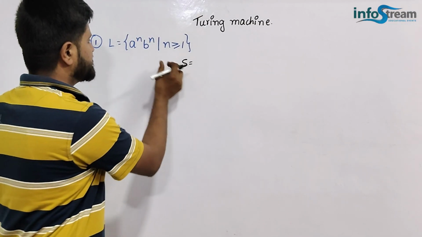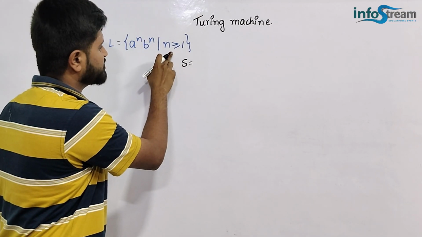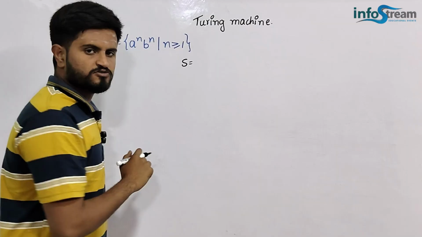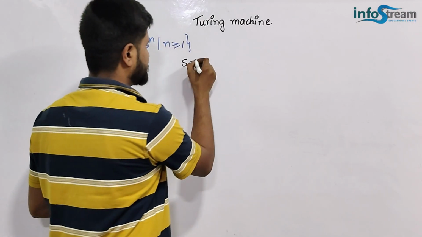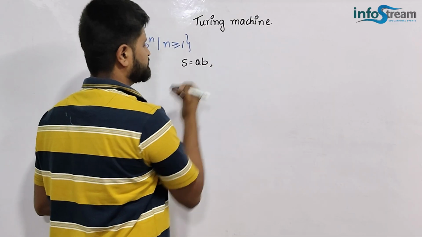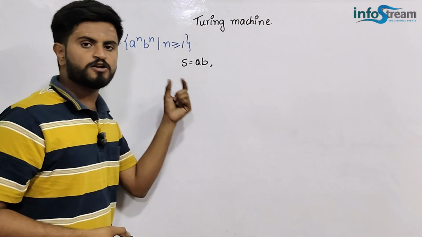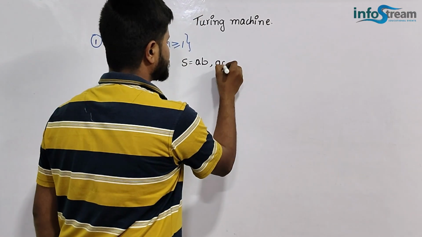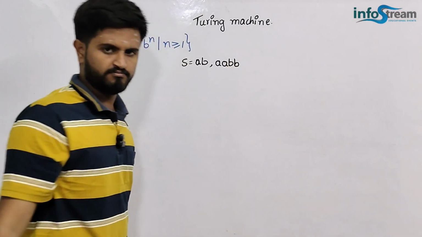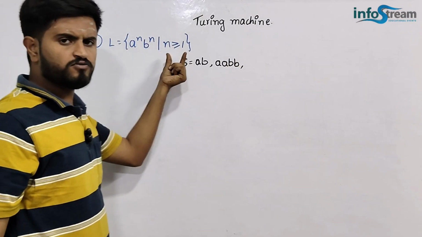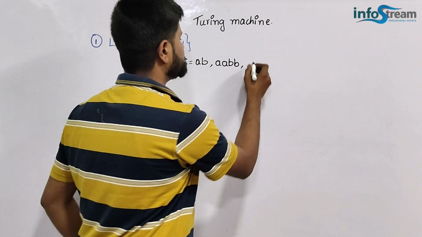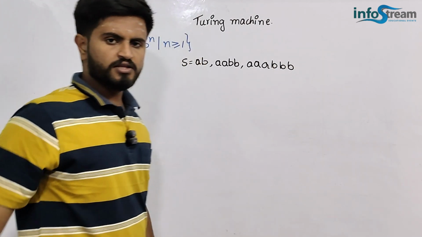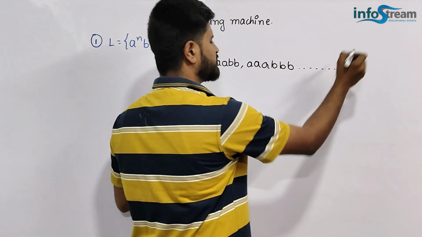Now if I consider n as 1, because the condition is that n must be greater than or equal to 1, then a^1 b^1 means A occurs 1 time and B occurs 1 time. If I take n as 2, it will be a^2 b^2, so A occurs 2 times and B occurs 2 times. If I take n as 3, it will be a^3 b^3, that is A, A, A, B, B, B.